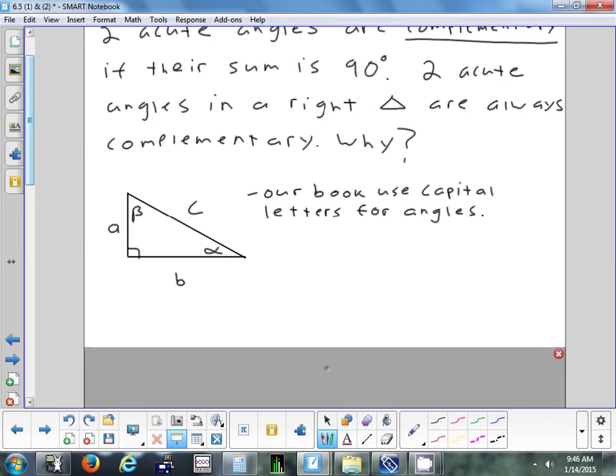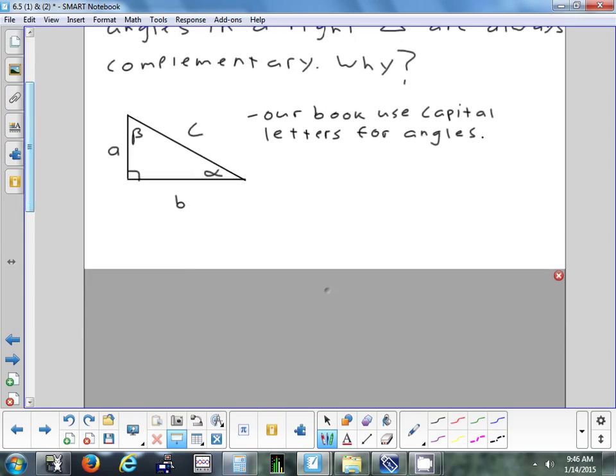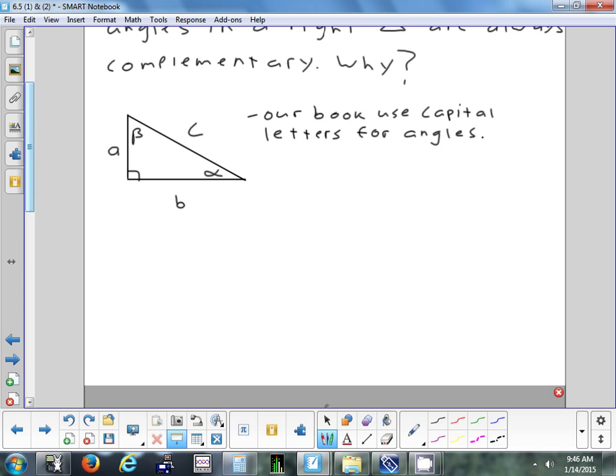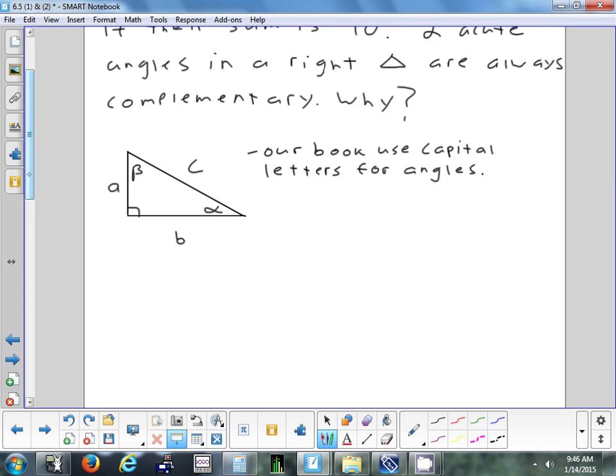So I'm not going to do it the way that our book does it, with capitals and lower cases. But make sure you're comfortable with it. I mean, if I give you a question on a test or you see something somewhere else in the book, it shouldn't confuse you. You just have to be more careful when you write your answers. Right, so let's look at one of these angles. Let's look at the sine of alpha.